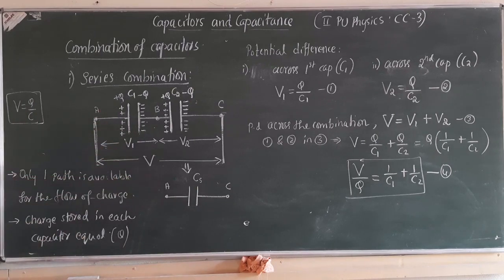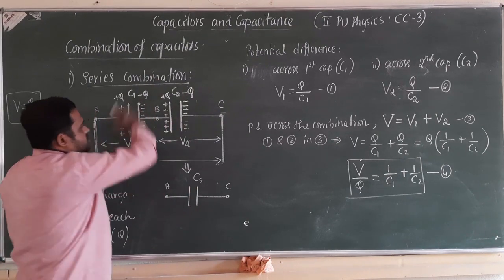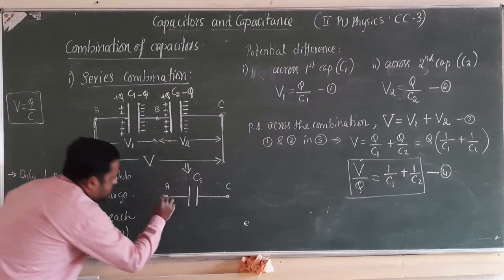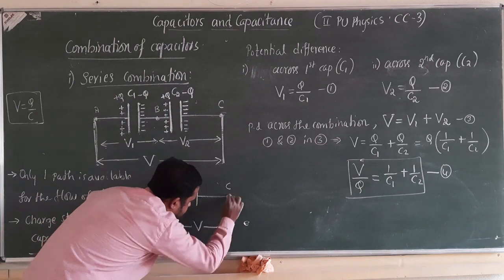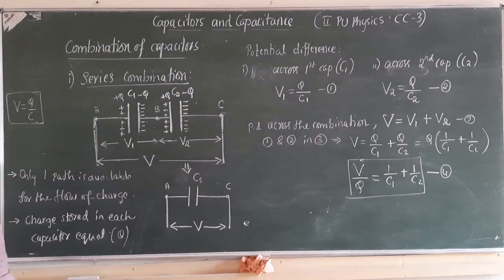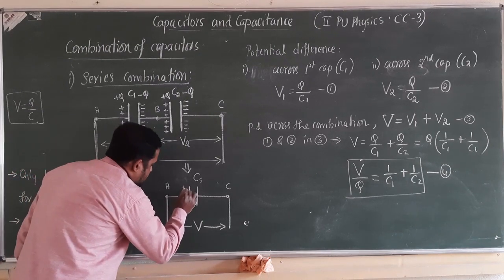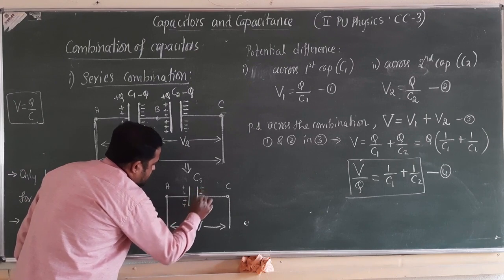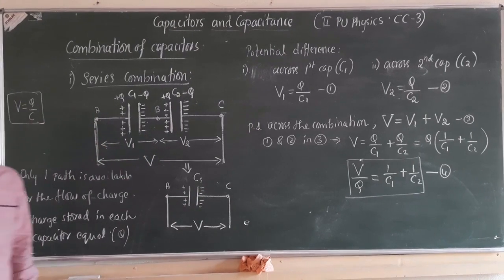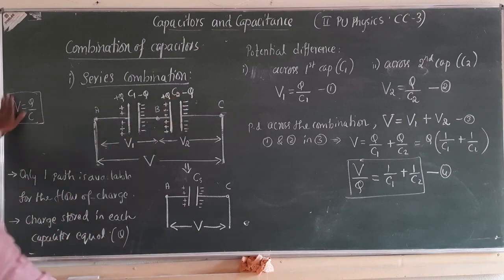The single capacitor is said to be equivalent only if it produces the same effect as that produced by the combination. That means when you connect this single capacitor to the same potential difference, then it will store the same amount of charge as stored by the series combination. Now, what is the total amount of charge stored in this series combination? That is very important.